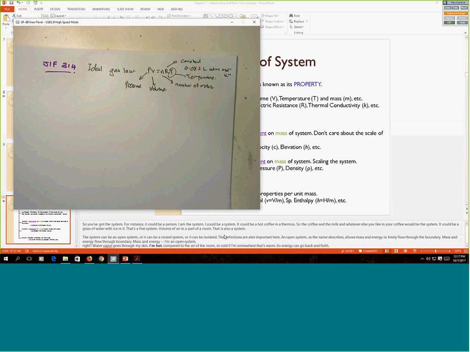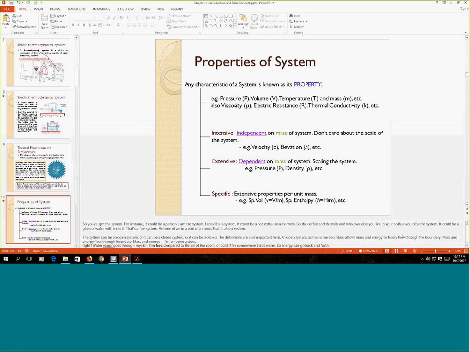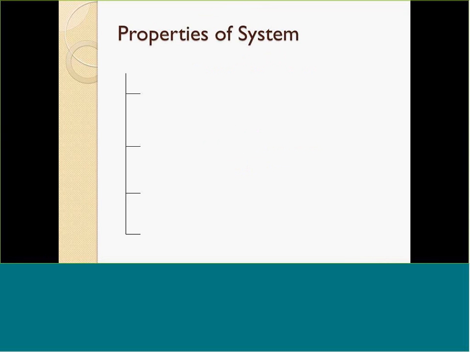The system can be an open system, a closed system, or an isolated system. The definition of each of these systems is important. An open system, as the name describes, allows mass and energy to flow freely through the boundaries. Say we consider myself. I'm also part of the system.